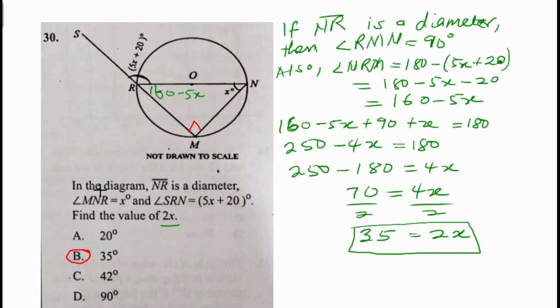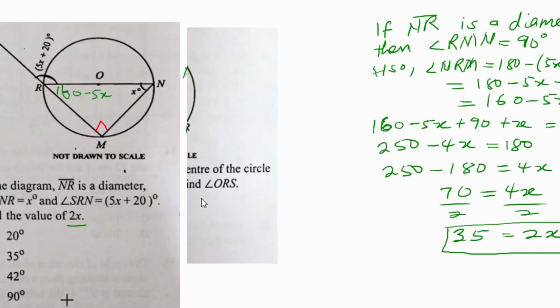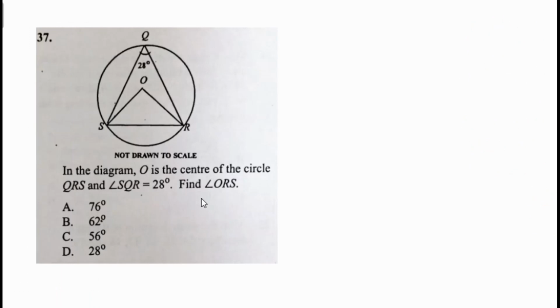Let's move on to the next question, which is question 37. Question 37 reads that in the diagram, O is the center of the circle QRS and angle SQR equals 28 degrees. Find angle ORS. So we'll start right from here: if O is the center of this circle, then the angle SOR will be twice the angle SQR, which is 28 degrees. So that is going to give us 56 degrees here.